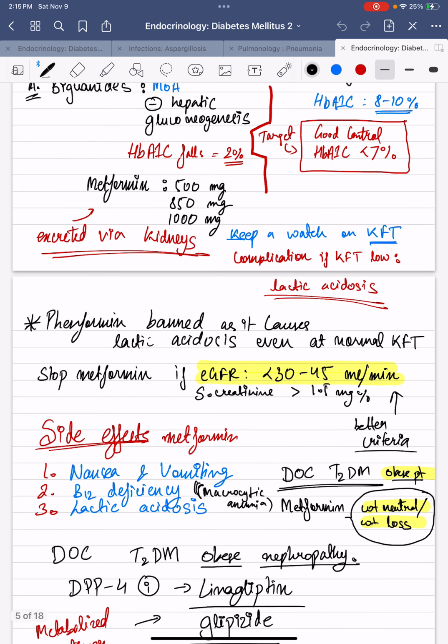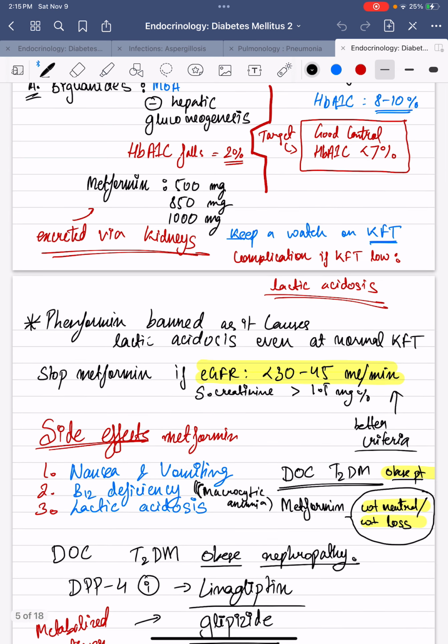So metformin, as we know, is a biguanide. It comes in three preparations: 500 milligram, 850 milligram, or 1000 milligram. Metformin is excreted via the kidneys. That is why we have to keep a watch on the kidney function test when a patient is on metformin.